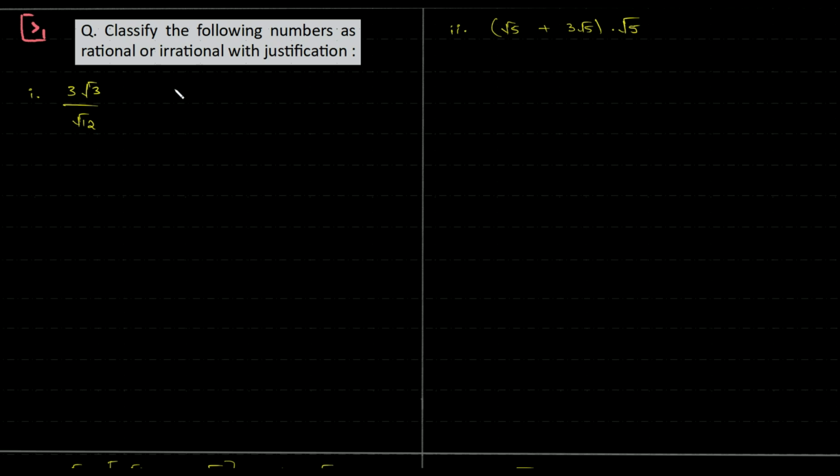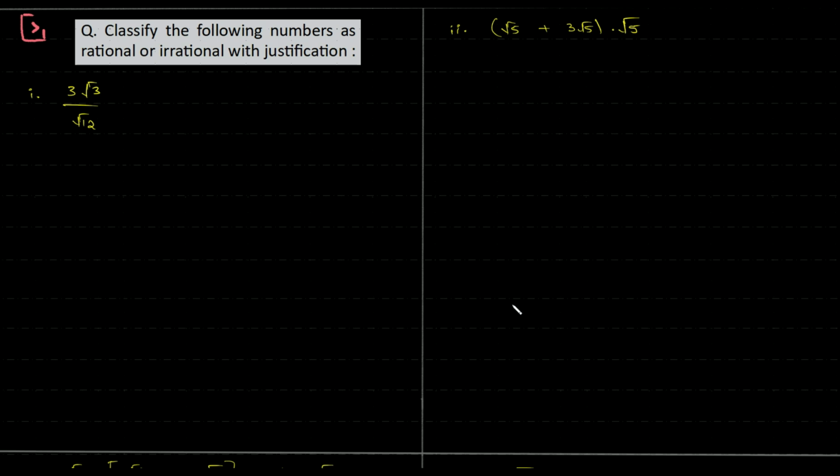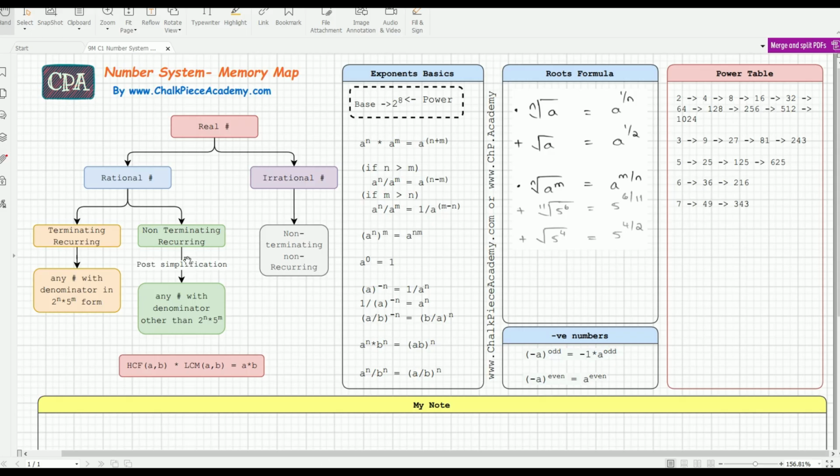Classify the following as rational or irrational with justification. So we have 3 root 3 divided by root 12, and so on and so forth. When we look at it first, everything has a root, so it has to be irrational, is it not? Well, before deciding anything, we talk about terminating, recurring and non-terminating, non-recurring, and so on.